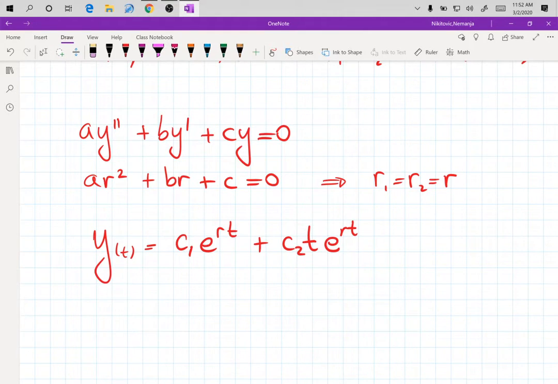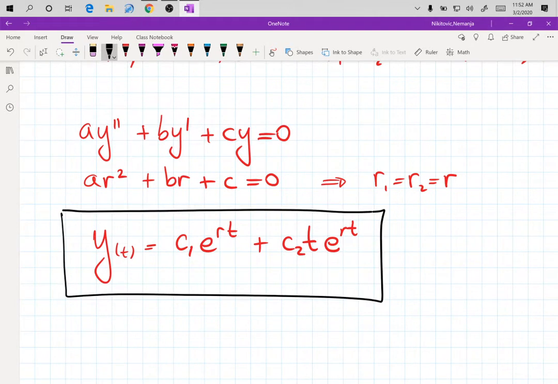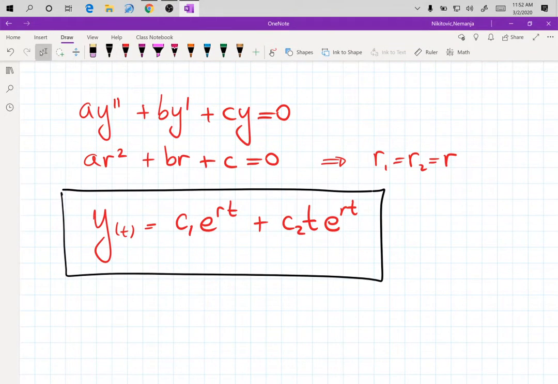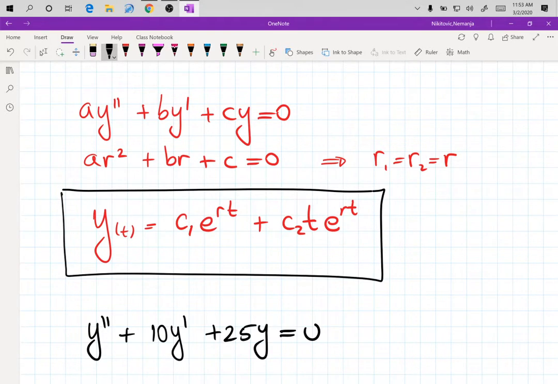And because this is what we have, we are going to now have an example of y double prime plus 10y prime plus 25y equal to 0. So the solution for this should look exactly the same as the previous one. You will calculate your r, and then you should write this one.